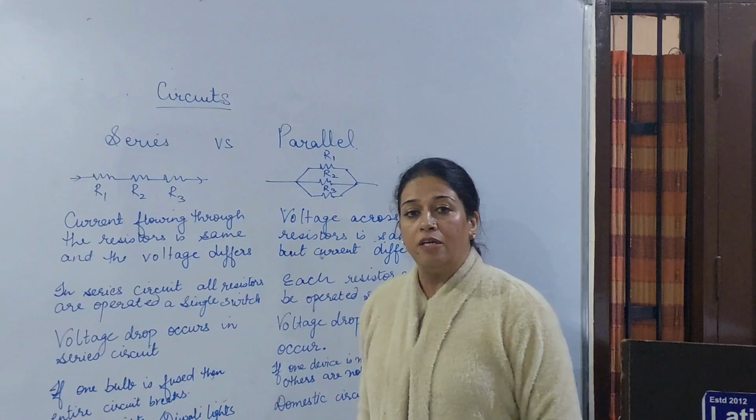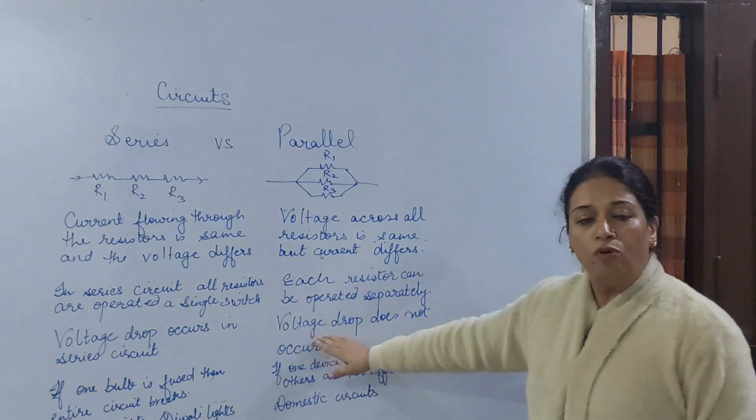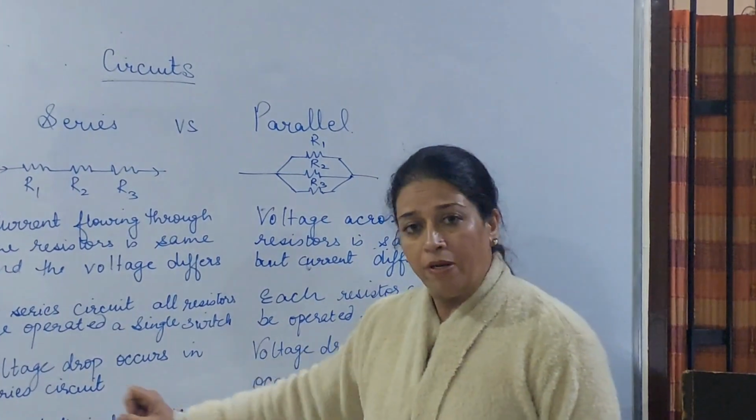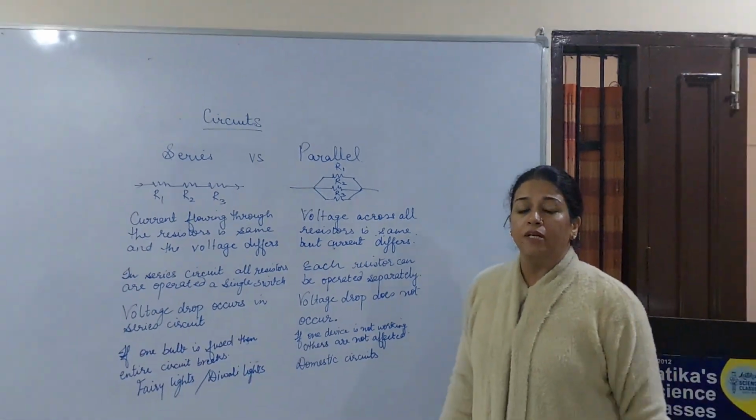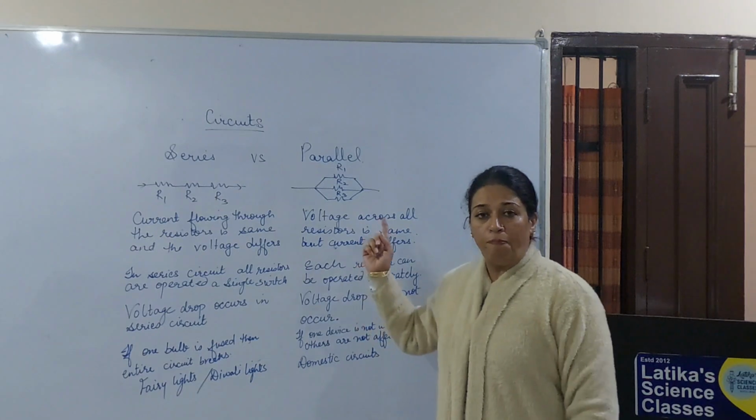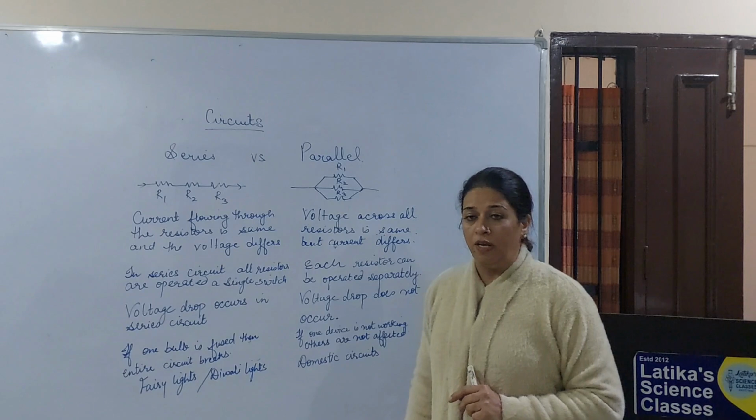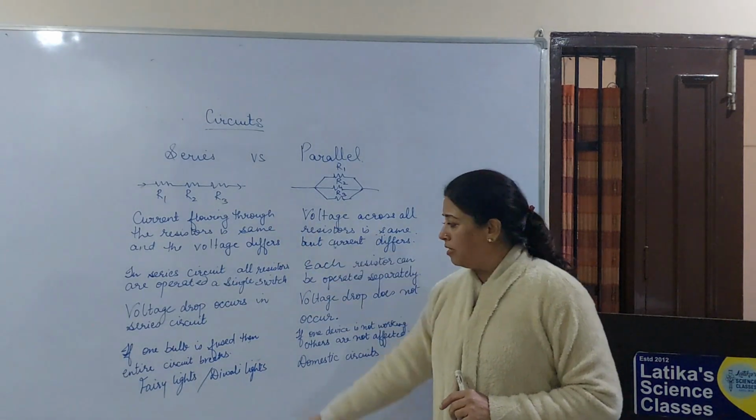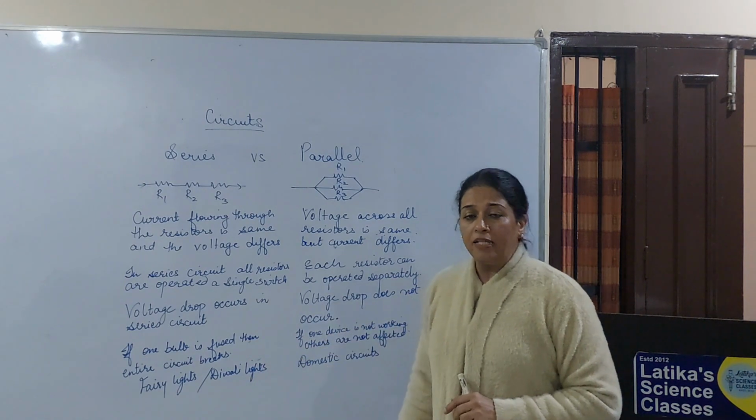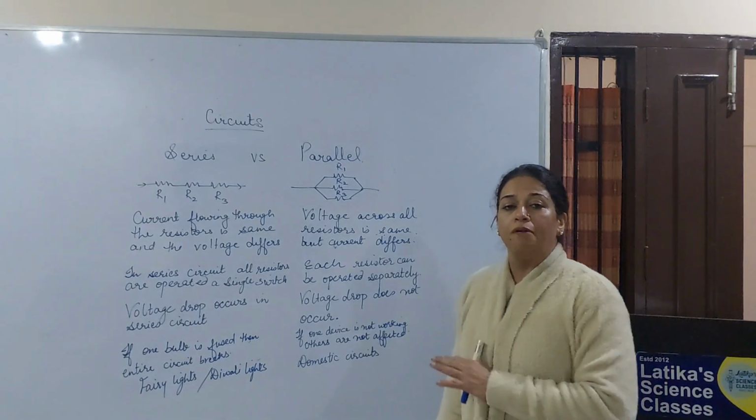Voltage drop occurs in a series circuit, so that is one of the disadvantages. There is no voltage drop in the case of a parallel circuit. If one bulb gets fused in a series circuit, the entire circuit breaks. Whereas in a parallel circuit, if one device is not working, the others are not affected at all. For a series circuit, the most common example that we know of is fairy lights or Diwali lights. And in domestic wiring, we have all the circuits in parallel.